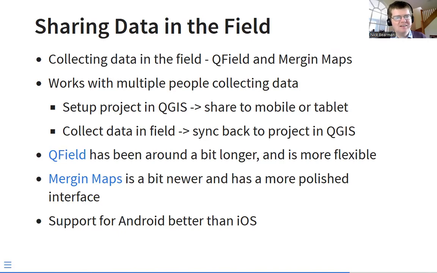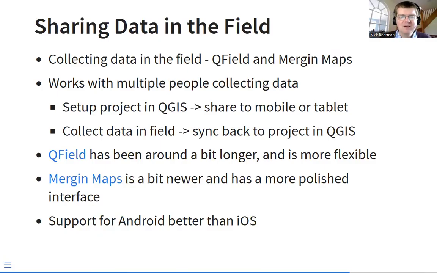If we're sharing data in the field, we can use a number of apps for this. So QField or Mergin Maps are two very good apps for this. The way this works is you set up your project in QGIS, so you add all your layers, work out what data you're collecting. So you have like a template almost for what variables you're collecting. Are they strings, are they numbers, and so on. And then you can share this to your mobile or tablet device. Then you can give that to several different people. You can go out into the field, use the GPS to record whatever it is you want to record, and then synchronize that back to the project in QGIS.